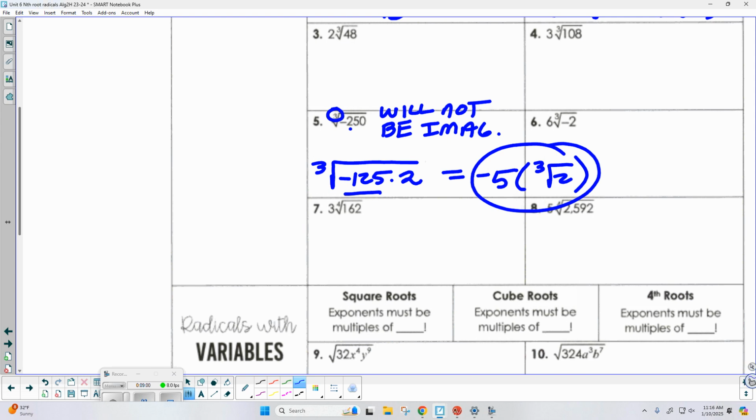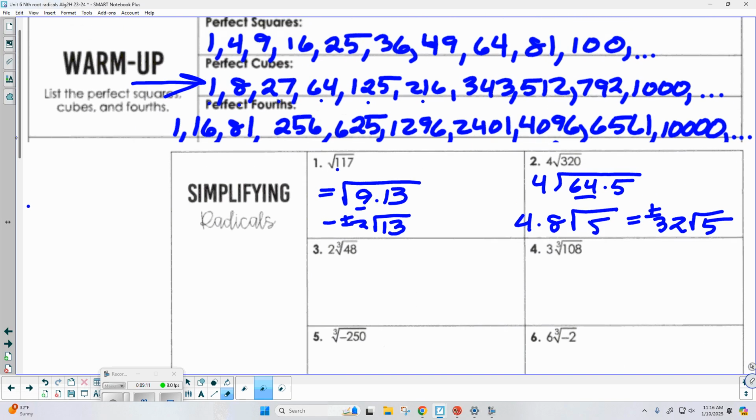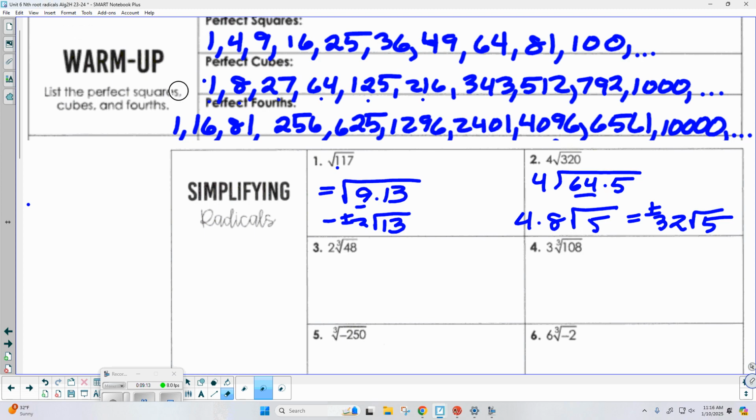Okay. All right, so let's skip to number 7. So what's different about number 7 than what we were just doing? So it's a fourth root. Okay, so we're no longer looking at these middle numbers here. Let me go ahead and erase that. So now, in fact, I'll go ahead and highlight it. For number 7 and 8, we're looking at all of these numbers right here. These are perfect fourths.